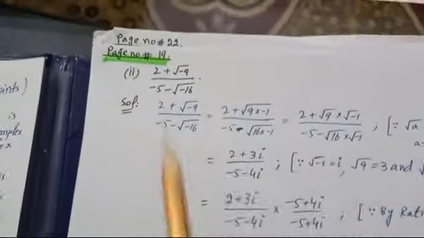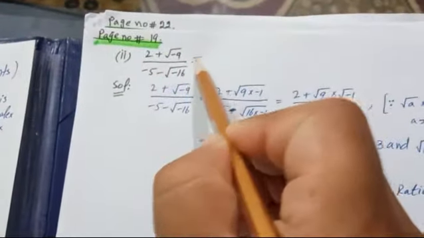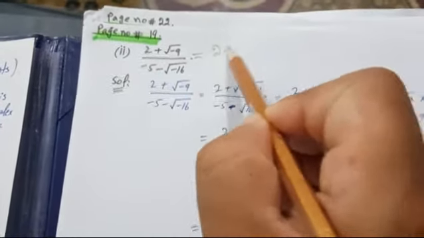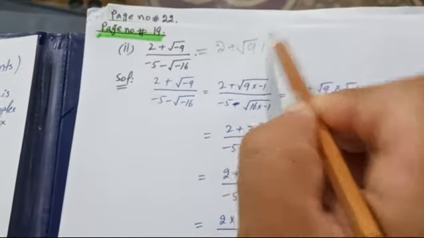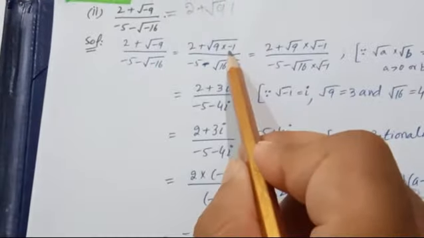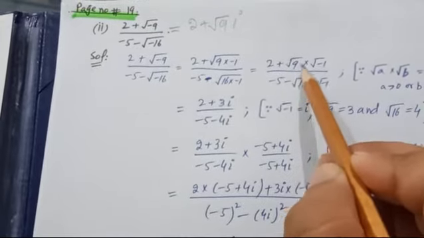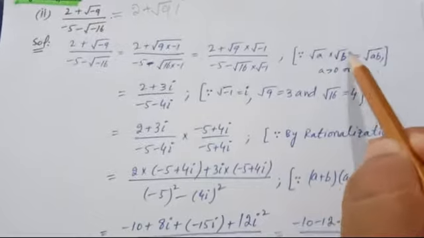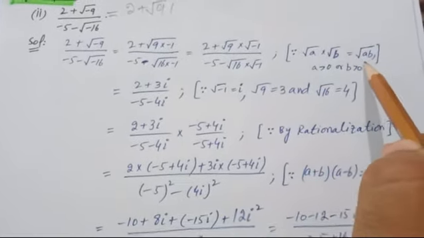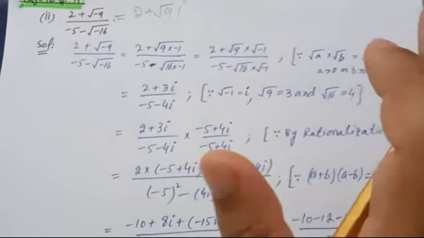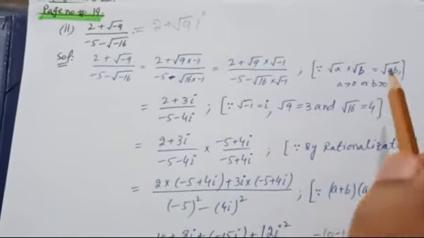Now question number 9, part number 2 is also similar. You can convert this. Now you see that this is 2 plus under the root of minus 9 iota, because you can write this as 9 multiplied by minus 1, and now this can be written as under the root 9 multiplied by under the root minus 1. Remember that under the root a multiplied by under the root b is equal to under the root ab if one of them is positive.